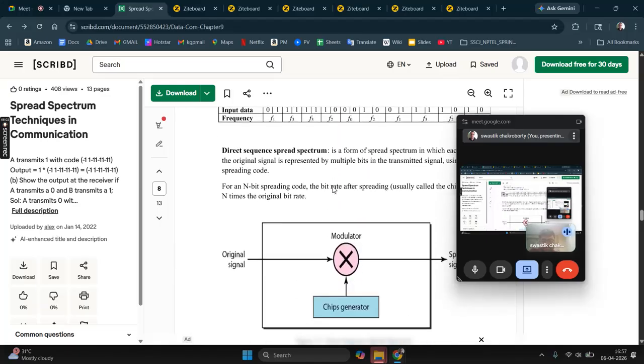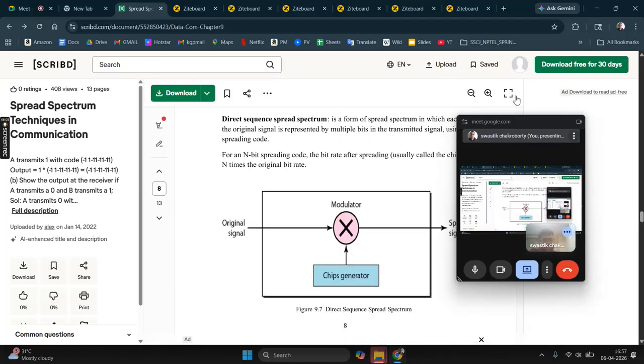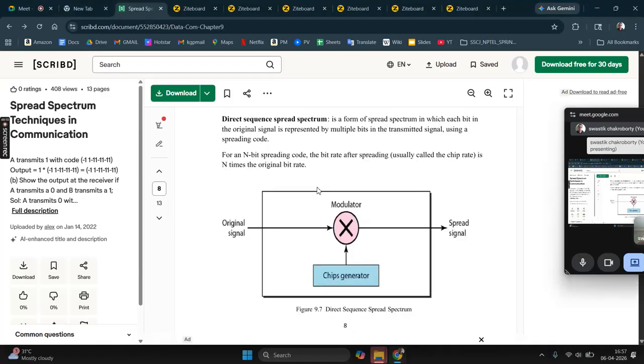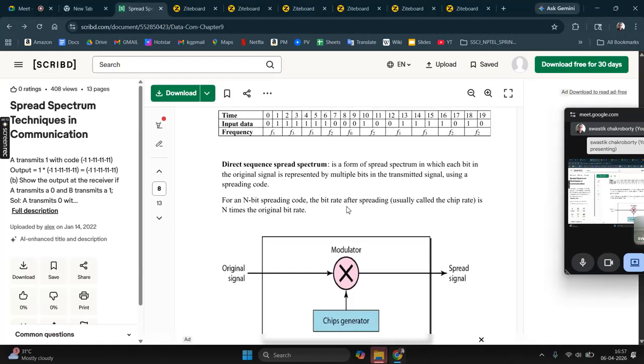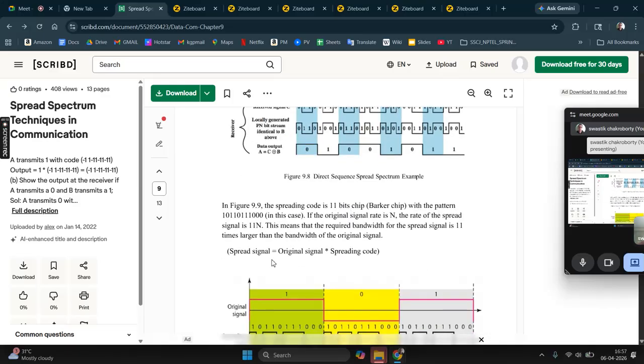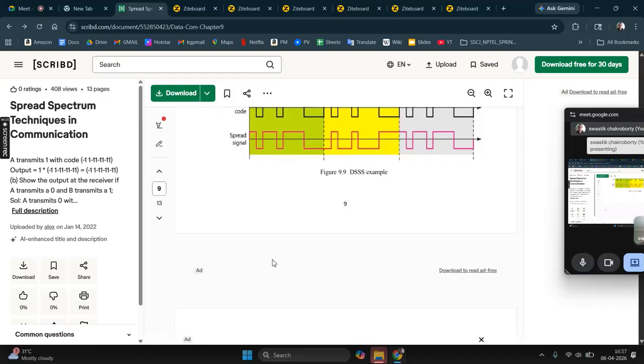Now we come to DSSS. Direct sequence spread spectrum is a form of spread spectrum in which the message is directly modulated with the code chips to generate the spread signal. So it is more straightforward. The spread signal is simply the multiplication of the original signal and the spreading code.